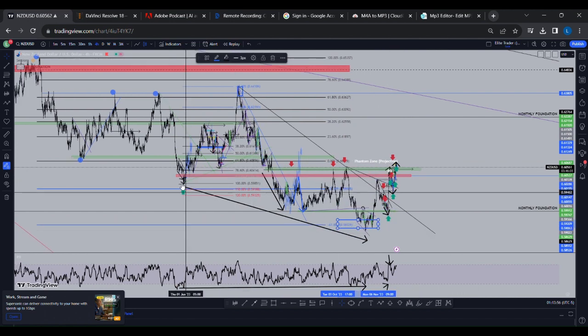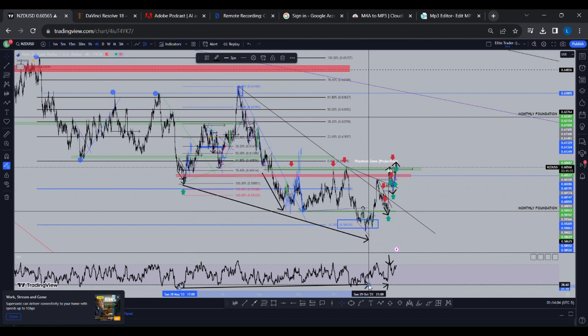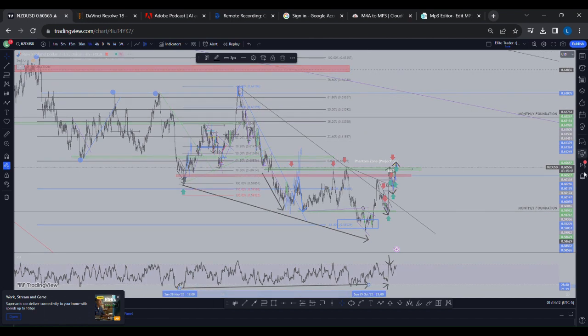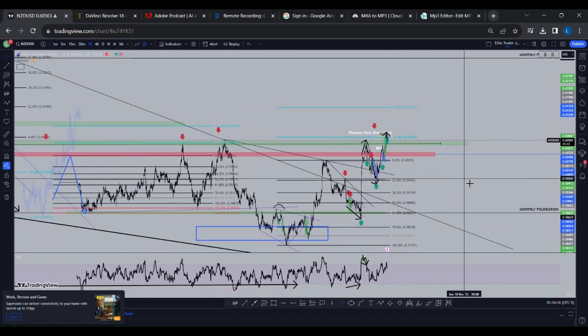Not only that, we had divergence. As you can see, price action is actually projected towards the downside, while the RSI is actually headed towards the upside, which again signifies potential reversal. So on my H4, I'm in a buy. Daily, I'm in a buy. Weekly, I'm in a buy as well.